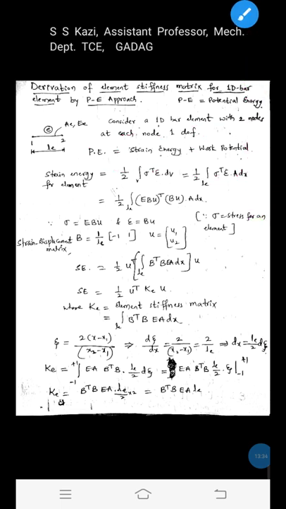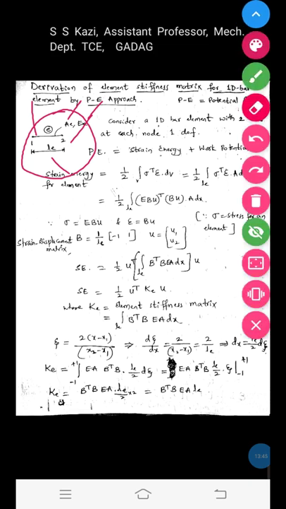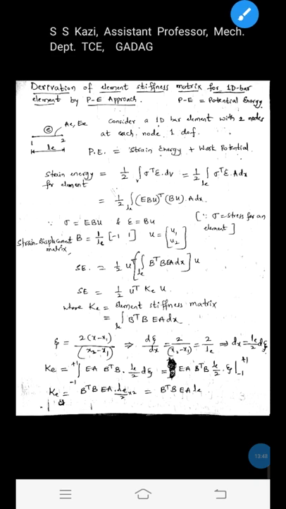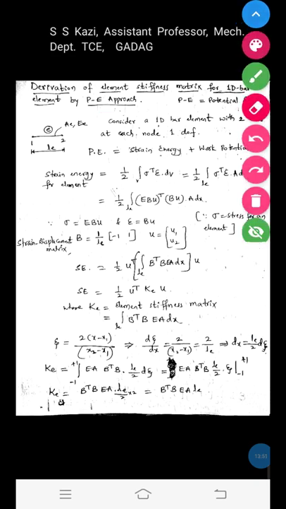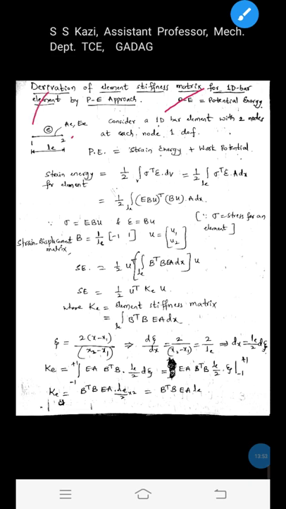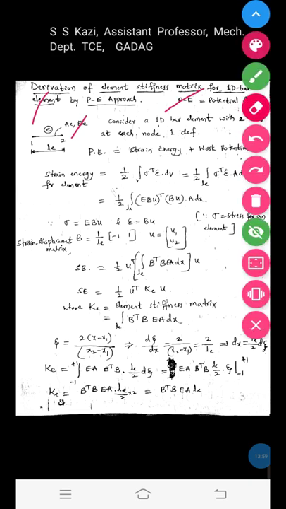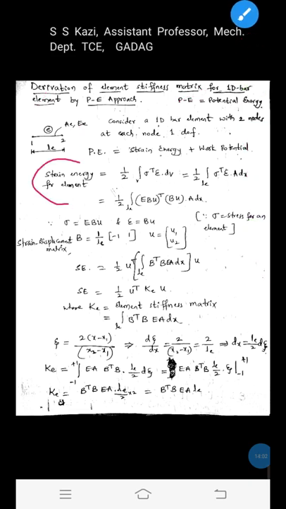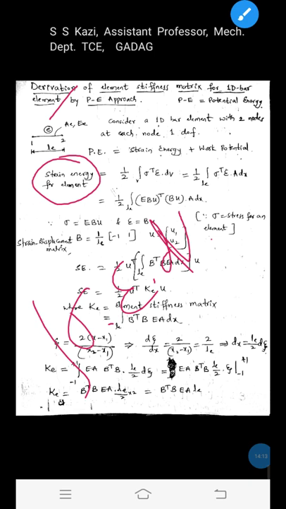Now let us consider a 1D bar element having two nodes again, of length Le, where AE is the area of the element and E is the Young's modulus of the material of the element. Let us consider a 1D bar element with two nodes, with only 1 degree of freedom at each node, which we already discussed in the previous derivation, the direct approach. Now, what is the strain energy for the element? We know that the strain energy for an elastic body is given by the integration of stress into strain into volume.